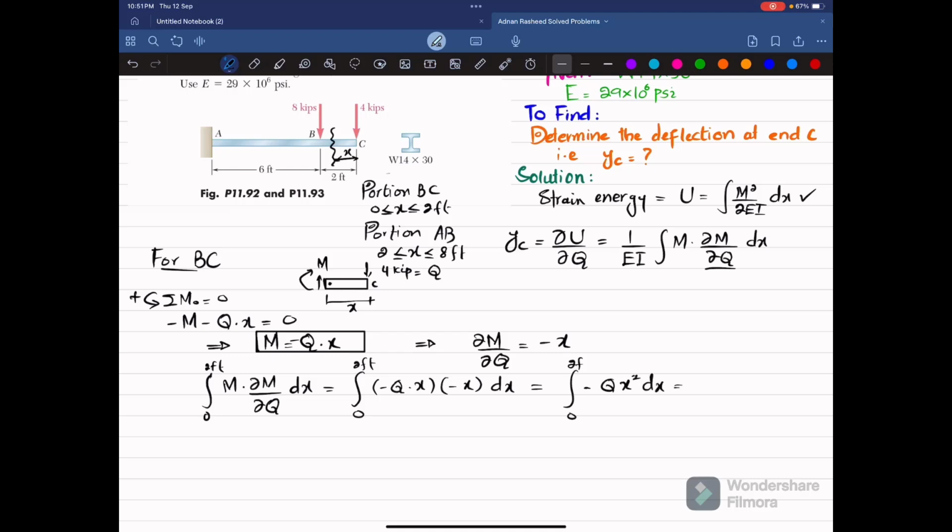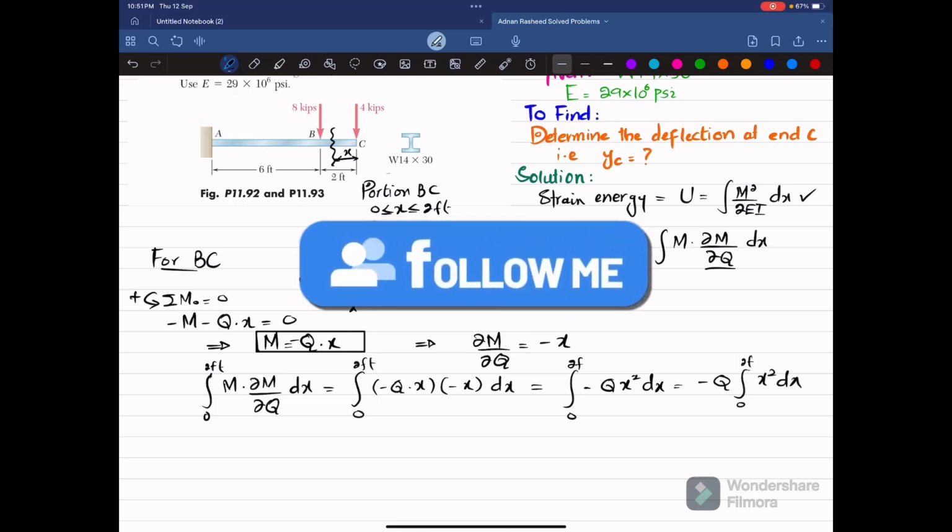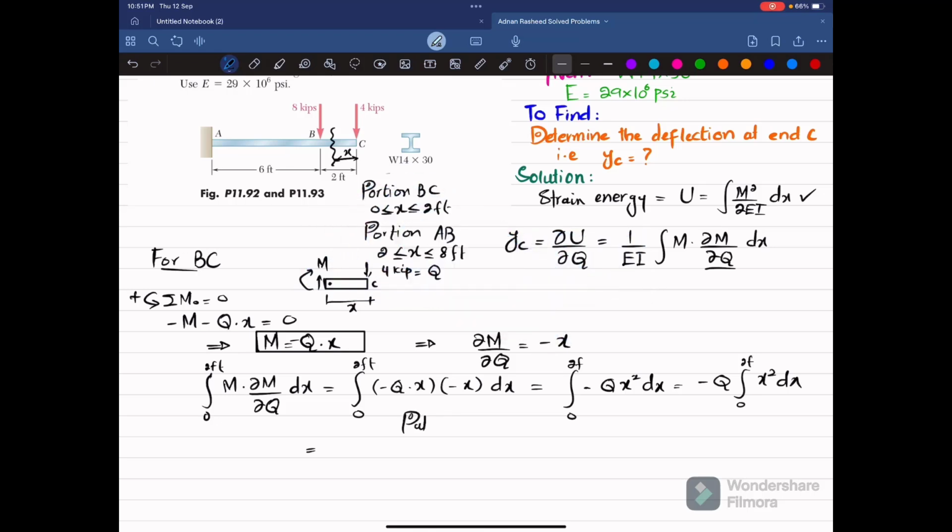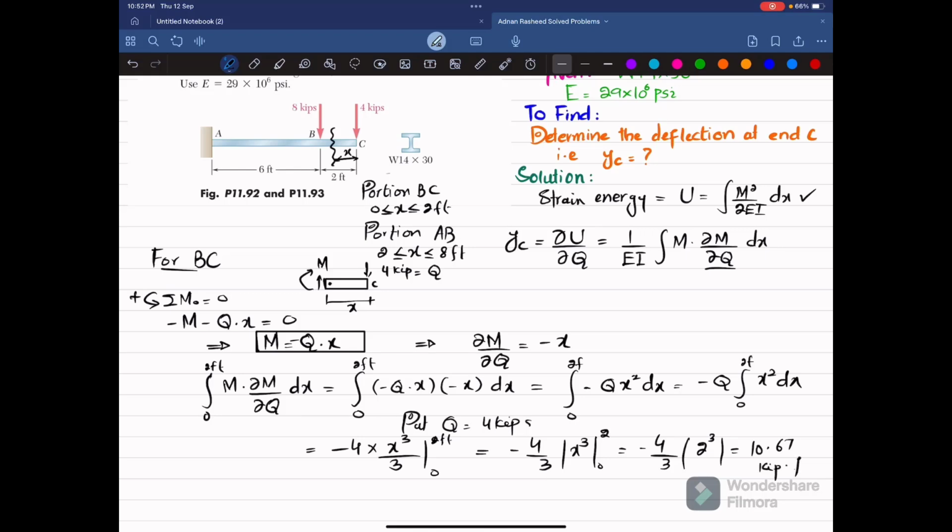into dx. And if you integrate it again, it will be equal to minus Q integral of 0 to 2 feet, and it will be x square into dx, which gives you, if we put Q equal to 4 kips, minus 4 into x cube by 3, and the limit will be from 0 to 2 feet. Clear? So that will be equal to minus 4 by 3 x cube, 0 to 2 feet. So minus 4 divided by 3, and that is 2 cube minus 0 cube. So when you calculate it, it will be equal to 10.67 kips into cubic feet.